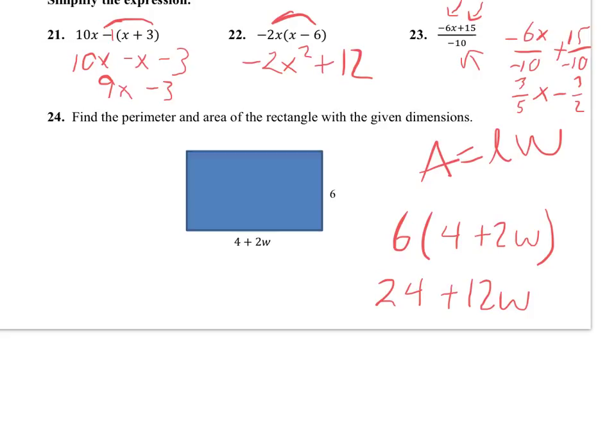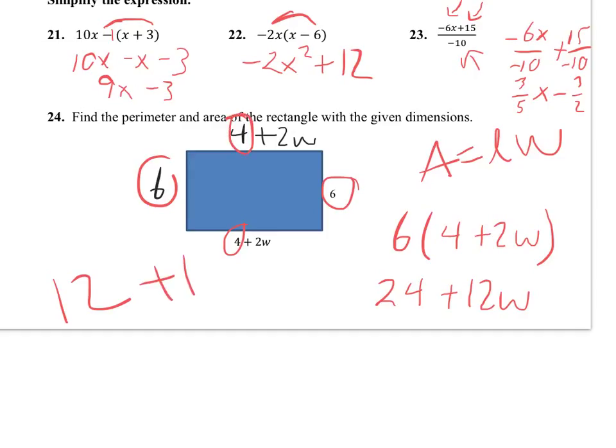Now to do perimeter, I simply must think, well, if this is a rectangle, the length and width on either side are the same. Now I just have to combine everything. So 6 and 6 is 12, 4 and 4 is 8, and 2w and 2w is 4w to give me a grand answer of 30 plus 4w, and that would be my perimeter.